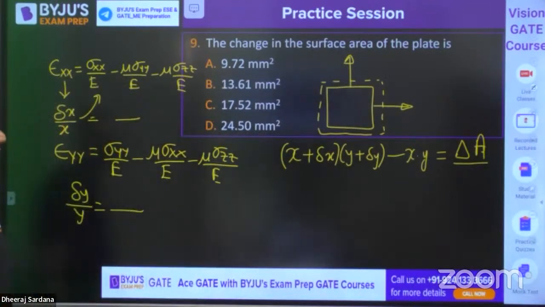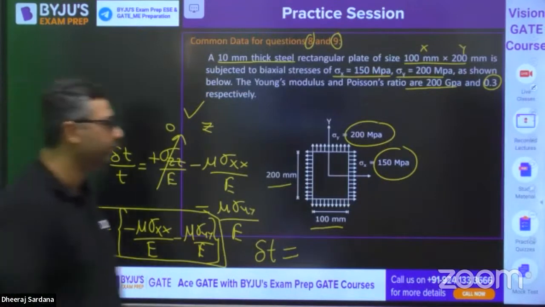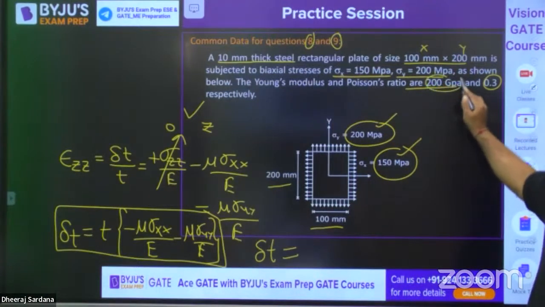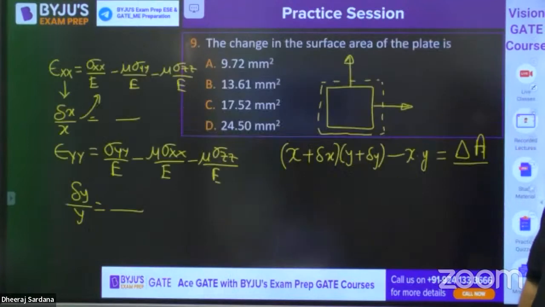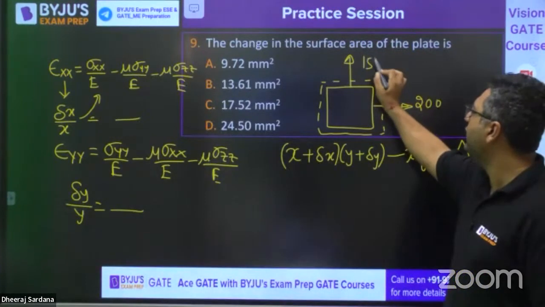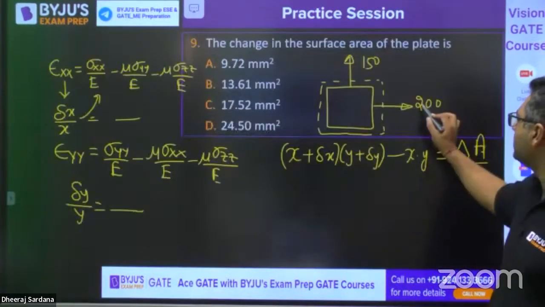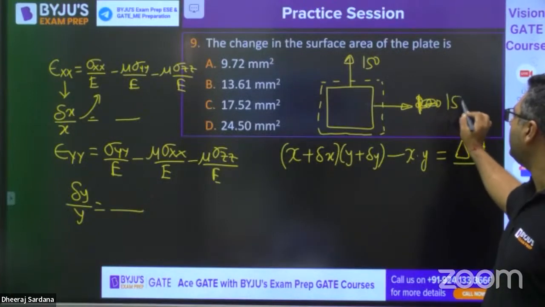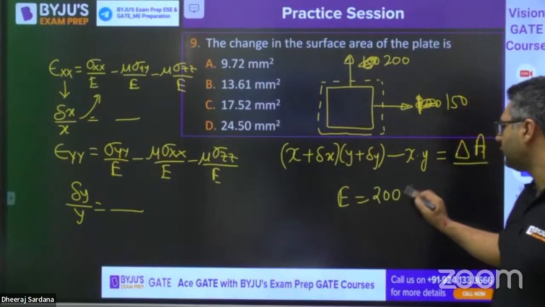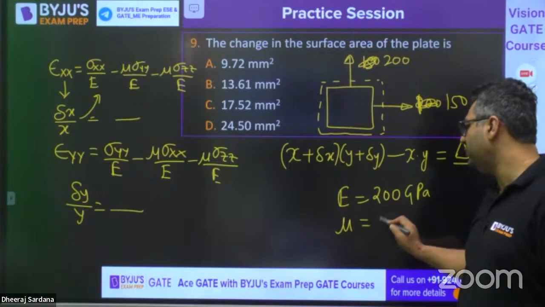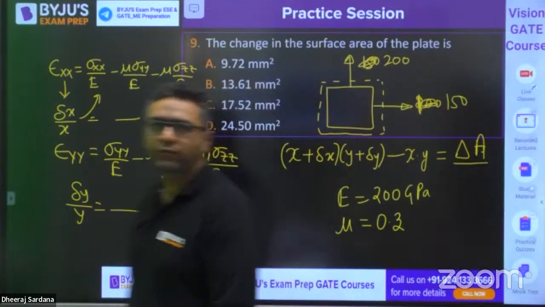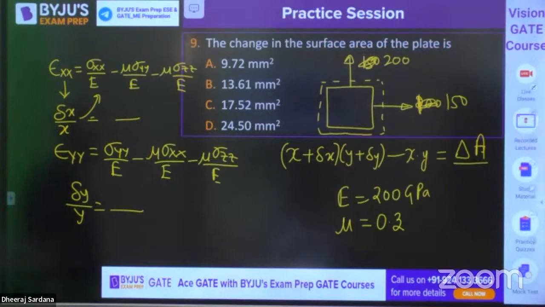Try to solve it. The data I am sharing with you: sigma xx is 150, sigma yy is 200, Young's modulus is 200, Poisson ratio is 0.3. I am writing this, am I writing it correctly? Sorry, opposite. This is 150, this is 200. Young's modulus is 200 GPa. Poisson ratio is 0.3. So you need to find out now. Solve it, guys. This is question number 9.